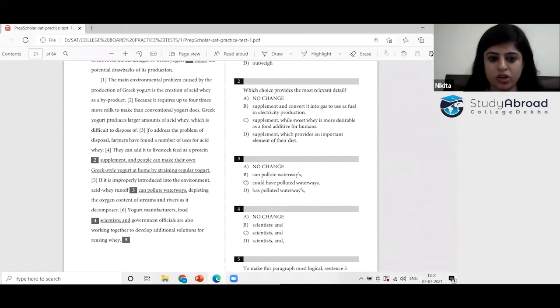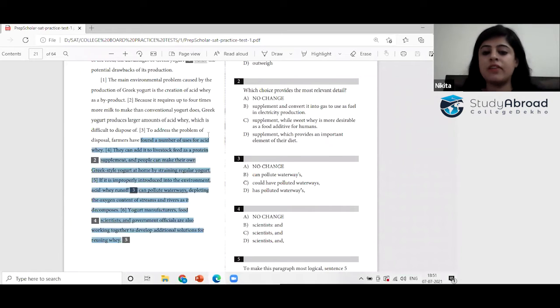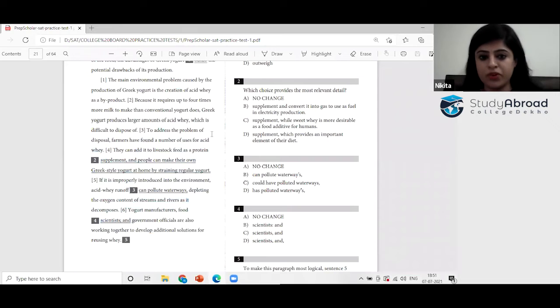For that, we should have a good grip over what we have just read. Let me focus on sentence number 3. It just said: to address the problem of disposal, farmers have found a number of uses. So the very previous sentence was saying that farmers have already found a number of uses. That means what are you supposed to expect next? The list of the number of uses that they have found for the disposal, right? So the first reason is already given over here. It says they can add it to livestock.